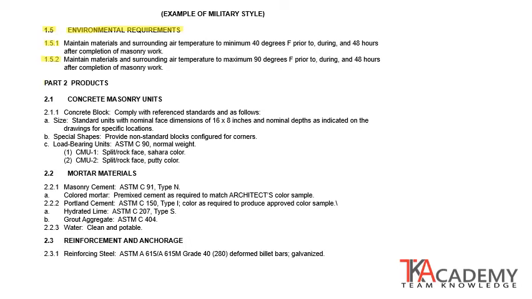Let's continue on with this example. We have part 2 products, and I'm going to skip down to 2.2 mortar materials. So we have part 2, and I skipped the first paragraph to the second paragraph, so that makes it 2.2 for the second paragraph. And then we have 2.2.1, meaning the first subparagraph of that paragraph 2.2. 2.2.2 being the second subparagraph of that paragraph, and 2.2.3 and so on.